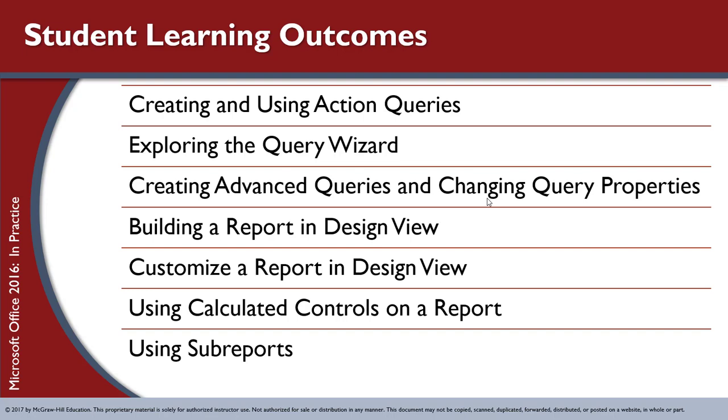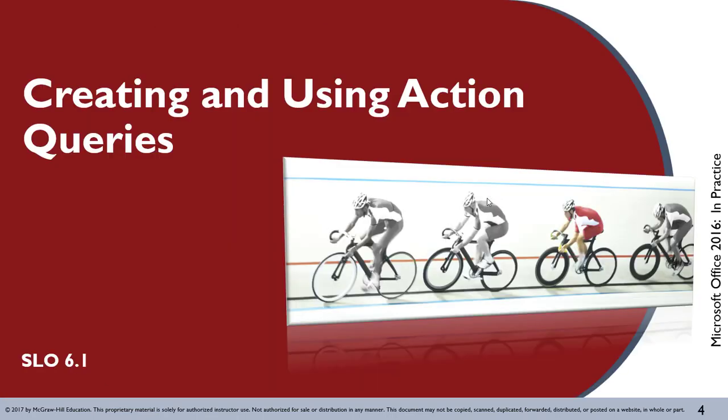Then we switch gears over to reports where we build a report in Design View. We take a look at customizing that report and then adding some calculated controls. Lastly, we also take a look at subreports, which is a related one-to-many report that we pop into the detail area of an existing report.